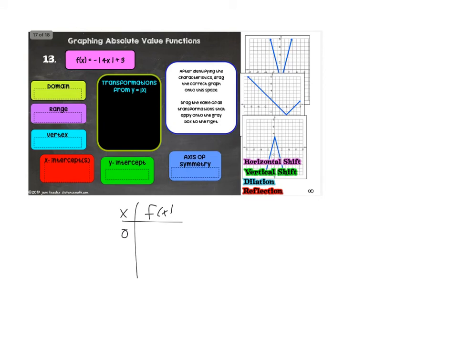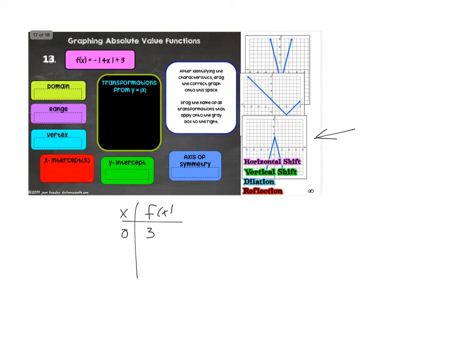So on this one, in order to make the absolute value 0, you're going to multiply by 0. Right? 4 times 0 is 0. The opposite of 0 is still 0. We get 0, 3. That should be our vertex. So 0, 3 looks like it's going to be this one here. Looks like it's going to be that one.